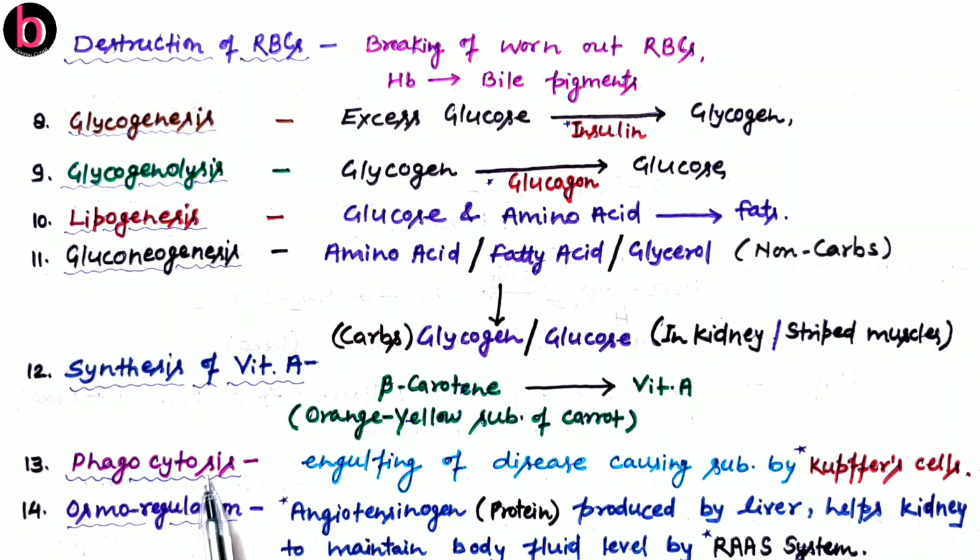The next one is phagocytosis. So liver also causes engulfing of disease causing or pathogenic substances by its Kupffer cells. We earlier discussed Kupffer cells in the structure of liver. Kupffer cells are phagocytic cells and they are localized cells in case of liver.